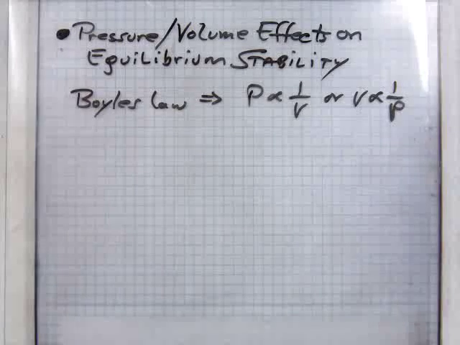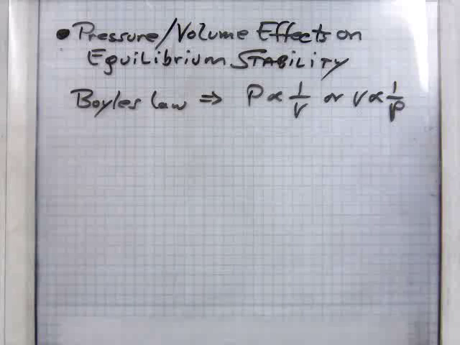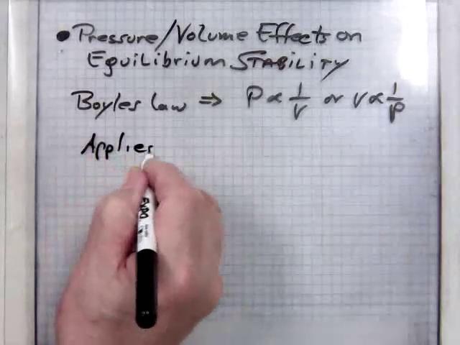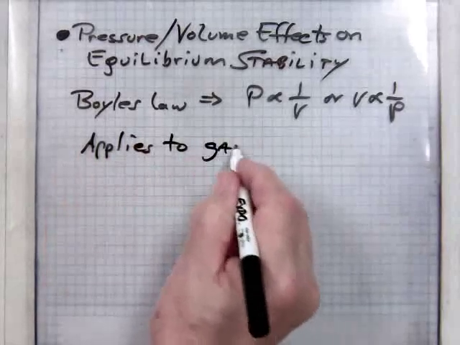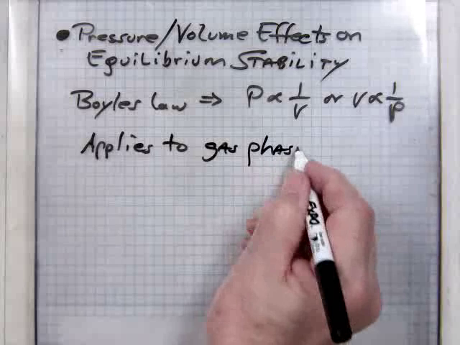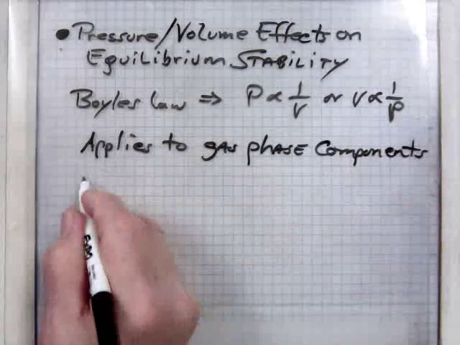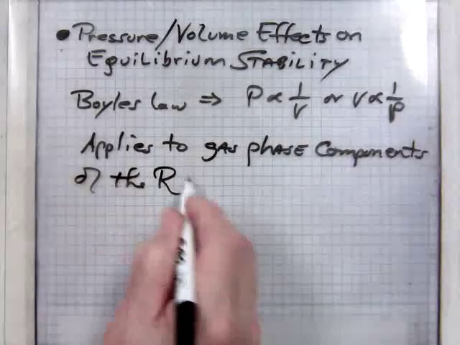Now, this does not utilize the seesaw effect in the same way that we use it for temperature and concentrations. We won't have visible increases in masses or things of that nature to cause a tilt. Here we talk about molar volumes. Now, the pressure volume effects apply to gas phase components of the reaction.